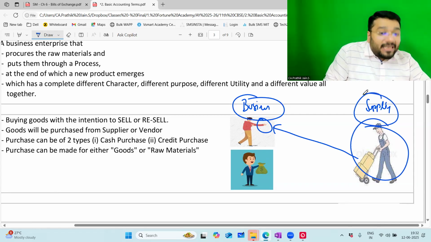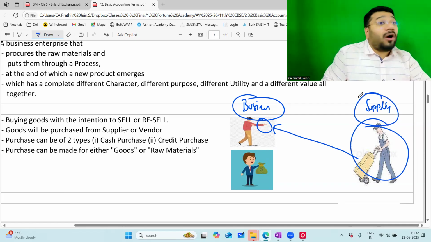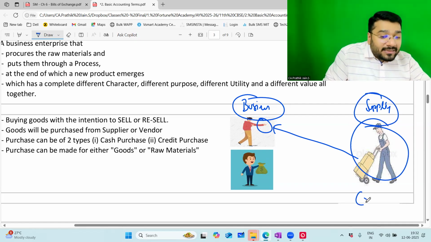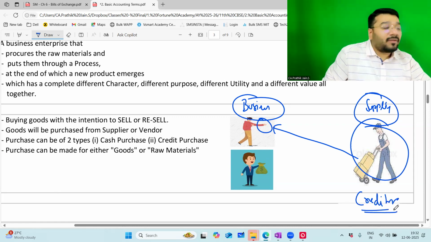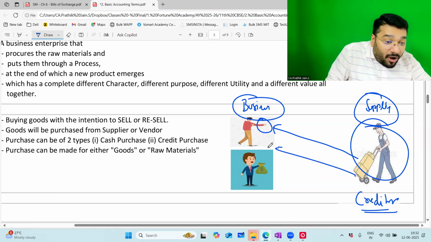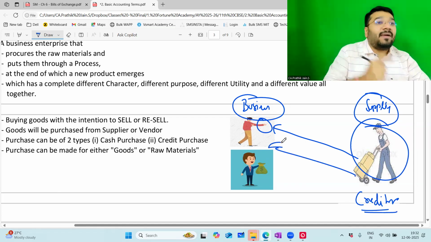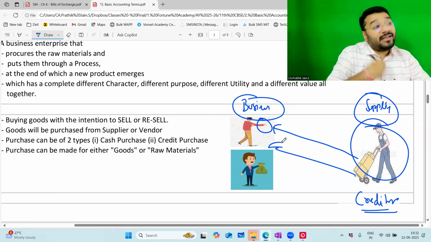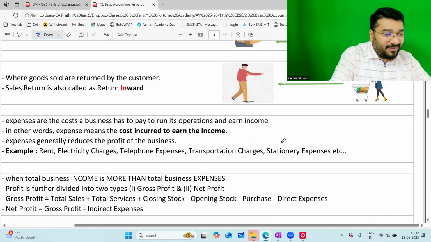So this person should be given a name, no boss. So I will not call him supplier. I will not call him vendor in the accounting terms. I will call him creditor. So creditor is that gentleman who has supplied the goods to me on credit, to whom I have to pay the money back in future. Anything that I have to pay in future is liability.